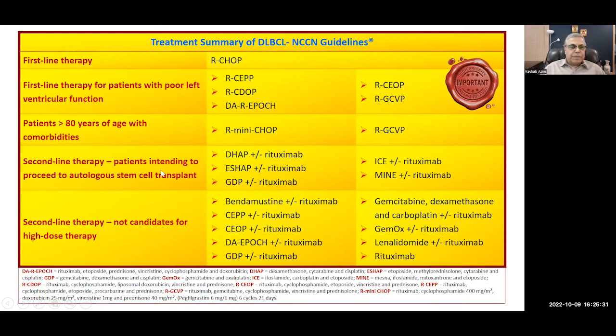Second-line therapy, patients intending to proceed to autologous transplant: DAP, SHAP plus or minus rituximab. Okay, alternative treatments are also given. Second-line therapy, not candidates for high-dose therapy: bendamustine, rituximab. So you have to decide on the doses and the therapy. You have to choose. These are just the guidelines, all right? But at this stage, you have to know some of these, and I have written that all the tables are important.